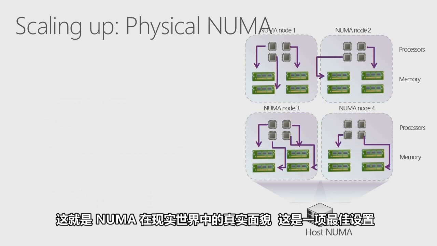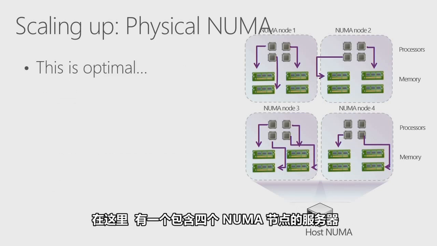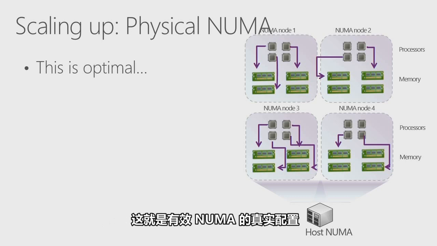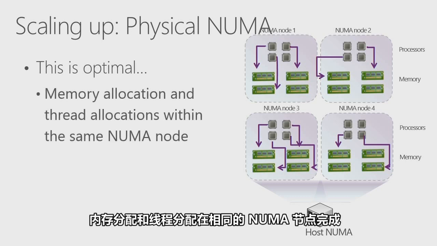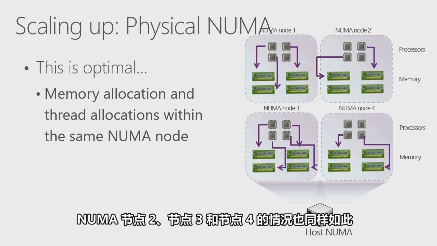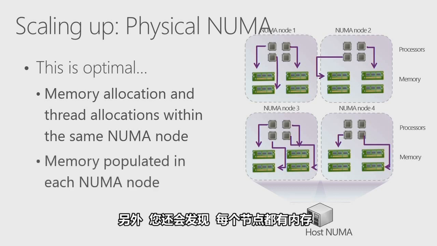So here's what NUMA looks like in an ideal world. This is an optimal setting. Here you can see I've got a server. It has 4 NUMA nodes. Each NUMA node has 4 processors, and it's got memory. This is what good NUMA looks like. What I mean by that is memory and thread allocations are all occurring within the same NUMA node. You can see NUMA node 1, its processors and memory all exist in the same NUMA node. Same is true for 2, 3, and 4. In addition, you can see that memory is populated in each node.